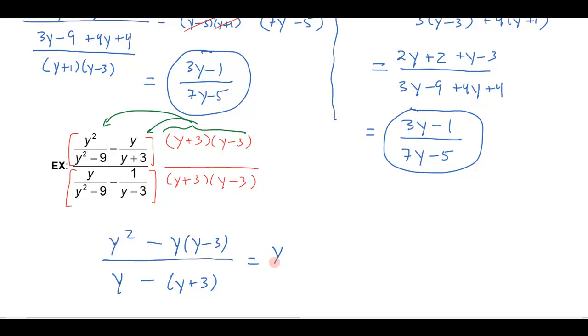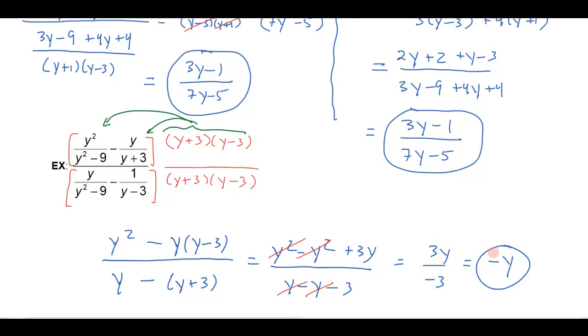So this is going to give me y squared minus y squared plus 3y in the numerator, and this is going to give me y minus 3 in the denominator. So in this case, the y squareds cancel, the y minus y cancels. I end up with 3y over negative 3, and then the 3's will cancel, and I'll just get a negative y. So that simplified a whole bunch, didn't it? Okay.